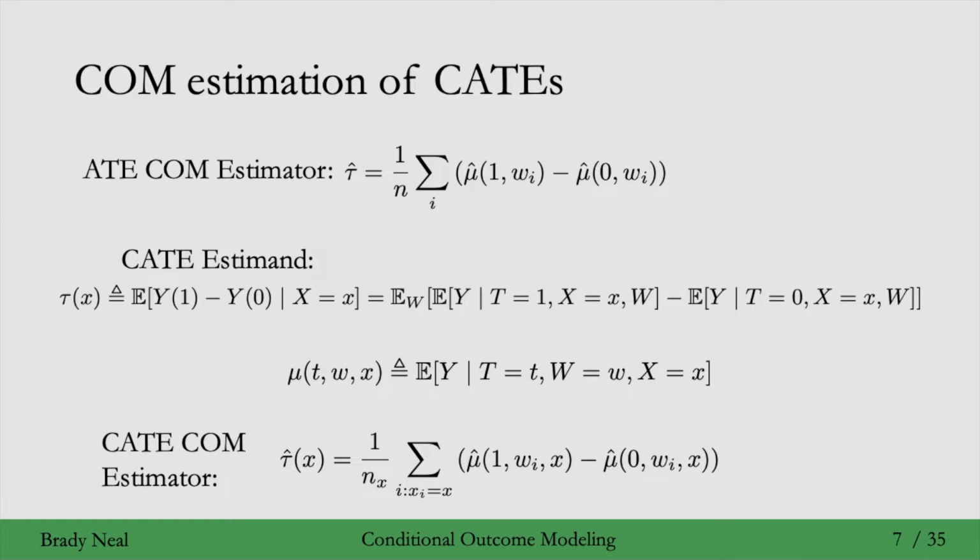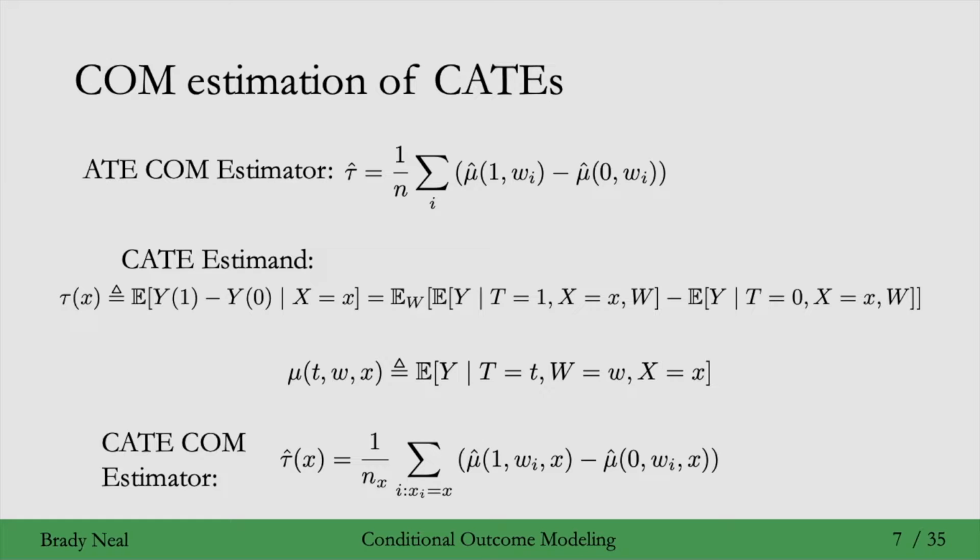Now we can get a COM estimator for the CATE that looks just like the COM estimator for the ATE, except now x is also an input to this model mu hat here. So now when we train the statistical model, it also needs to take as input x. So the model that we train will train to predict y from treatment, W, and x.